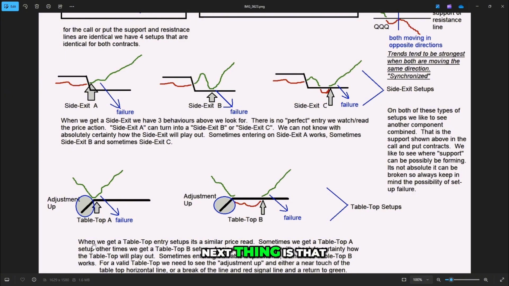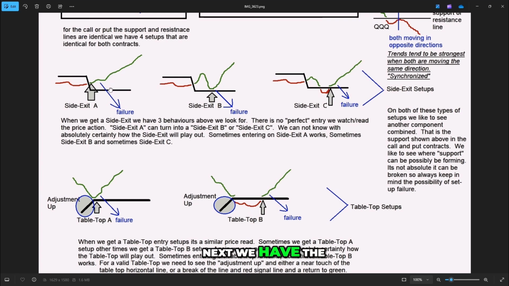Okay, next thing is the tabletop A. For a tabletop A, you're supposed to look for an adjustment up of the vector and then the price taking support from it. With the tabletop B, it is more likely to see a movement below the vector and then the price actually comes above it. I'm going to be talking about the conditions where a tabletop A or B fails.